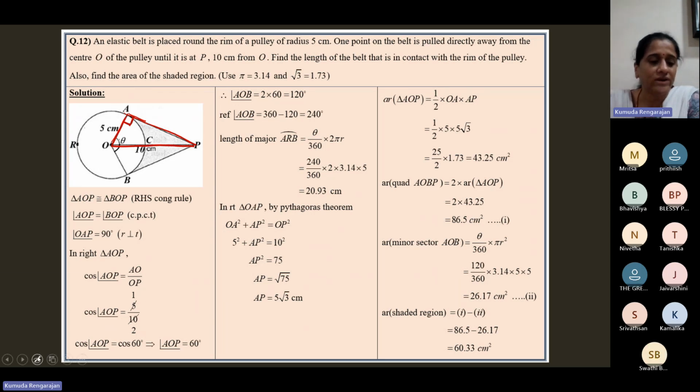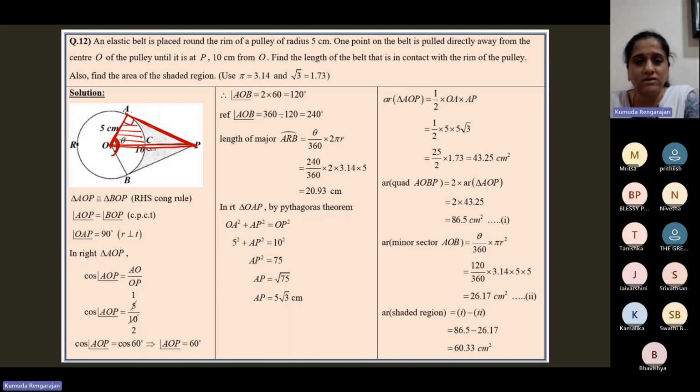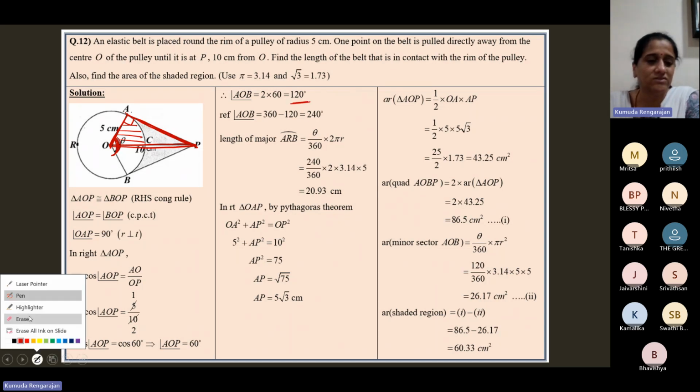So one way of finding the area of the shaded region is to find the area of this right triangle using the formula half base into height. This is the base and this is the height. The height can be found using Pythagoras theorem, because you know the hypotenuse is 10 and this leg is 5. Using Pythagoras theorem, you can find AP, and half into base into height will give you the area of this triangle, minus the area of this sector. This sector angle we have found here, it's 120. This full thing is 120, so half of it will be 60 degrees.